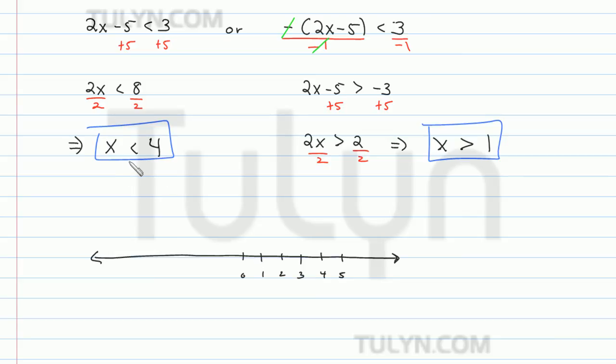So we know that x is less than 4, right? So since it's less than 4, and it can never equal 4, then we want to draw an open circle on the 4, and we know that our line is going to be going this way, towards the left, since we can't have any numbers greater than 4.